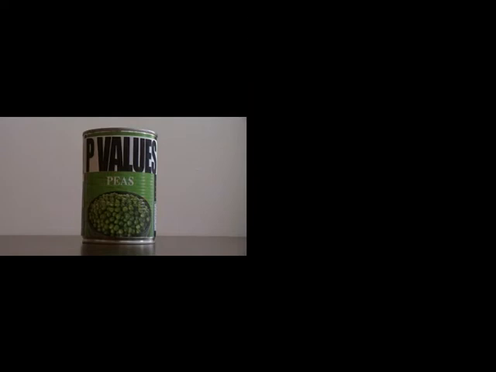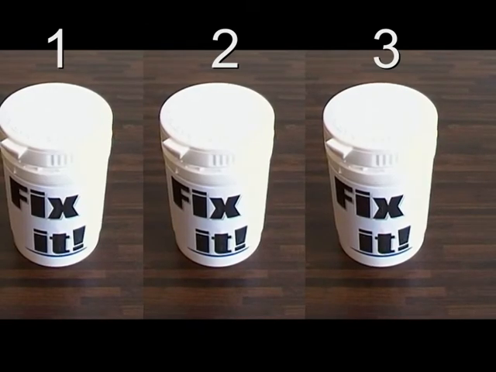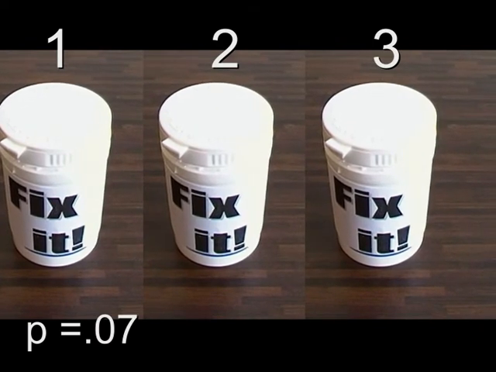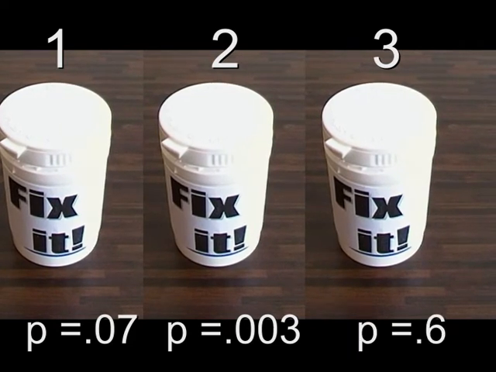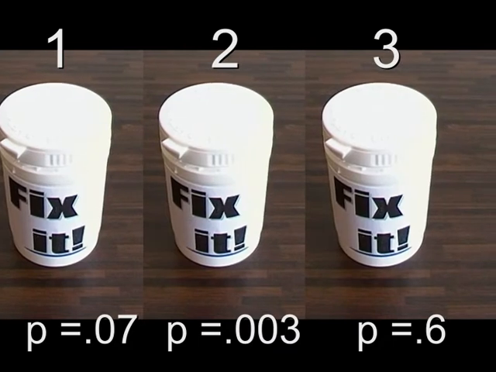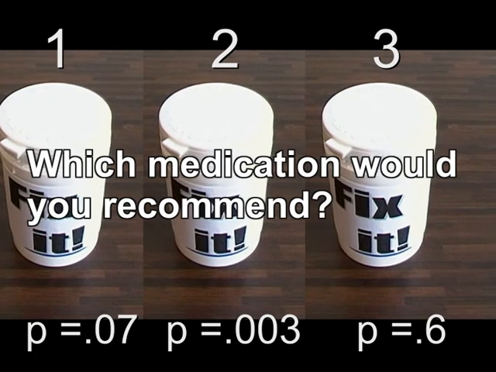Let's have a look at an example to explain this further. Imagine that you came across the following 3 options for medication. The first is effective at a probability value of 0.07, the second is effective at a probability value of 0.003, and the third is effective at a probability value of 0.6. Now the question is, out of these 3 options, which is the medication that you'd be more likely to recommend? Pause for a moment if you want time to think.